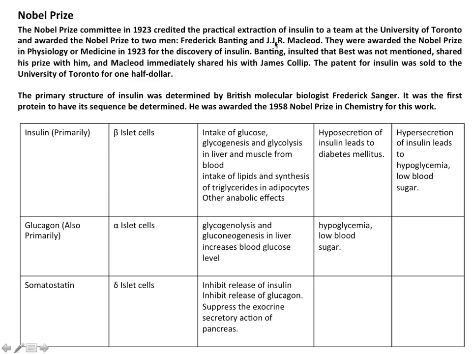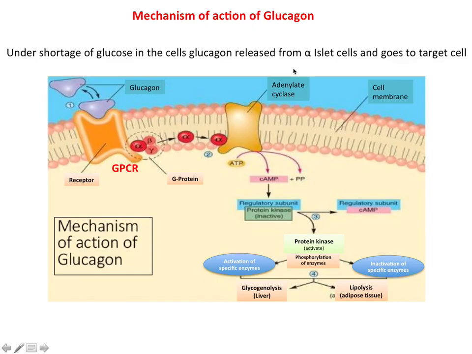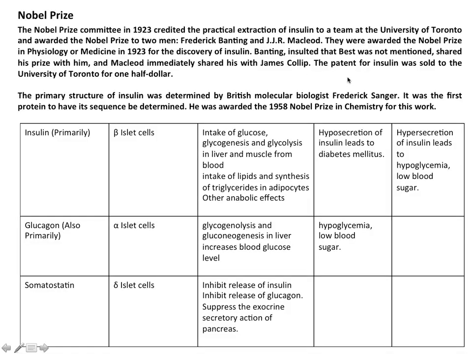At the same time, MacLeod also felt his colleague was not recognized, so he also shared his Nobel Prize with James Collip. So finally, four scientists, Banting, Best, MacLeod, and Collip, got the Nobel Prize. Due to this controversy, the patent for insulin was sold to the University of Toronto for only $0.50. Later on, the British molecular biologist Frederick Sanger sequenced the protein of insulin, and he also got the Nobel Prize in Chemistry in 1958.